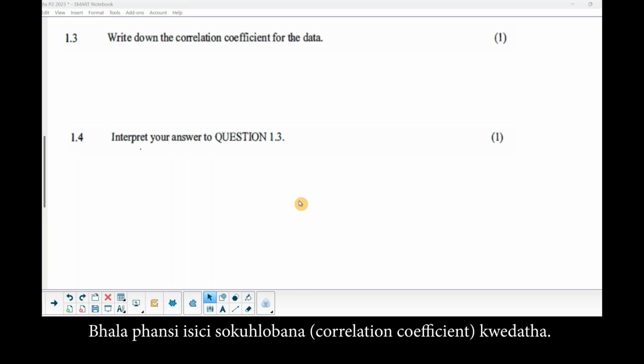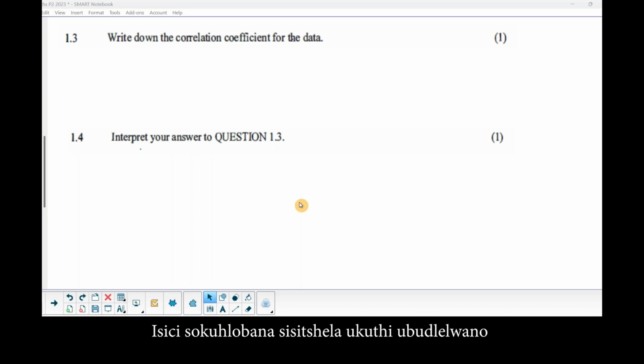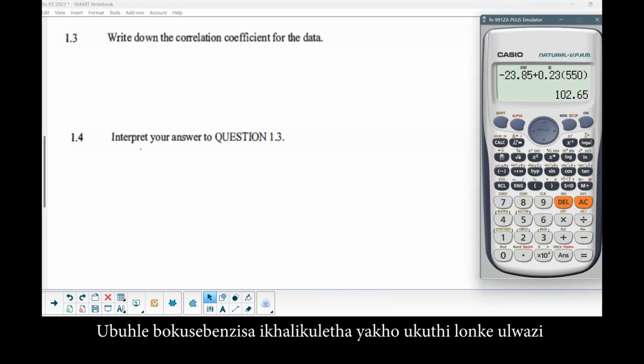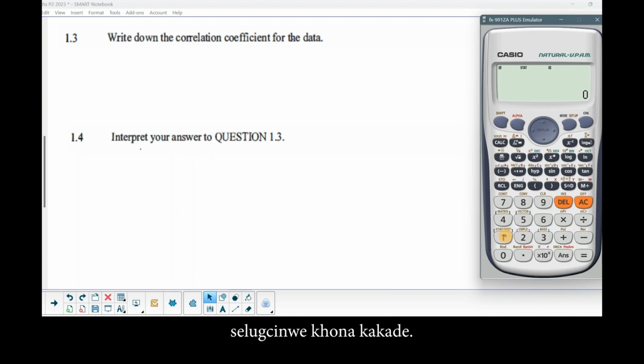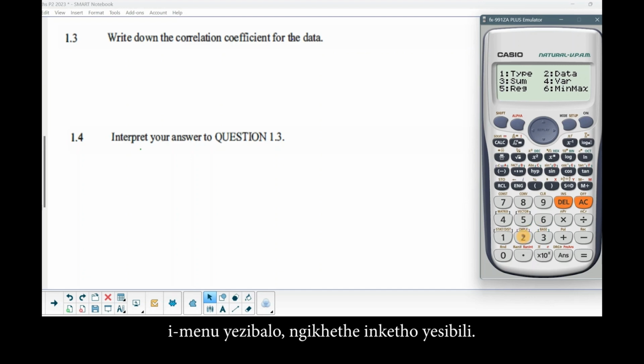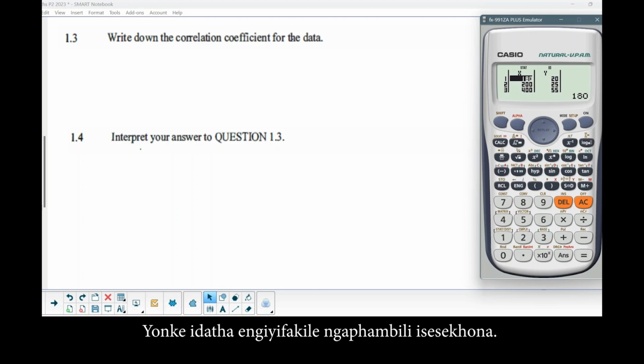1.3, write down the correlation coefficient for the data. So correlation coefficient tells us how strong the relationship between your x and your y variables are. The beauty of using your calculator is that all your information is already stored. So if I go to my menu again, my hidden stats menu, and I choose option 2, all the data that I entered earlier is still there.